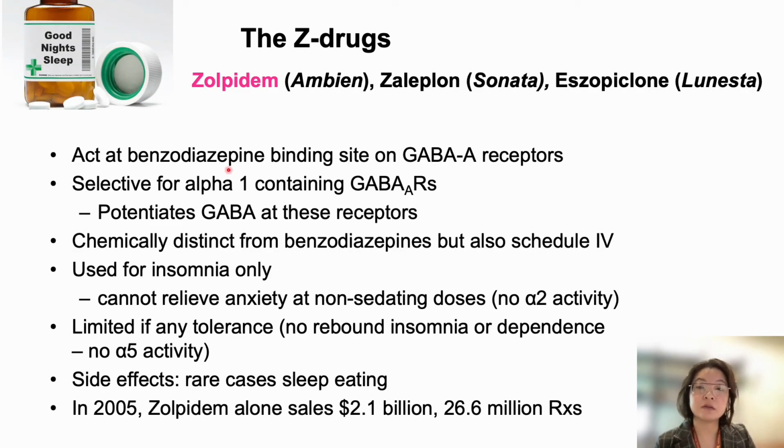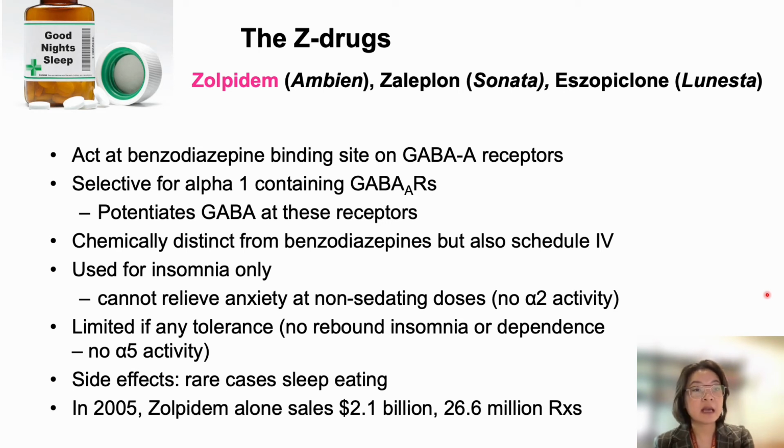So this brings us to the last and new class of drugs that we'll discuss, the Z drugs. These all start with Z or have Z in their name. So I would like you to know zolpidem, also known as Ambien, which is the prototype drug for this class. Z drugs, like benzodiazepines, act at the benzodiazepine binding site. However, they only bind and activate alpha-1 containing GABA A receptors. So these drugs are selective for alpha-1 containing GABA A receptors, whereas the benzodiazepines activate all GABA A receptors.